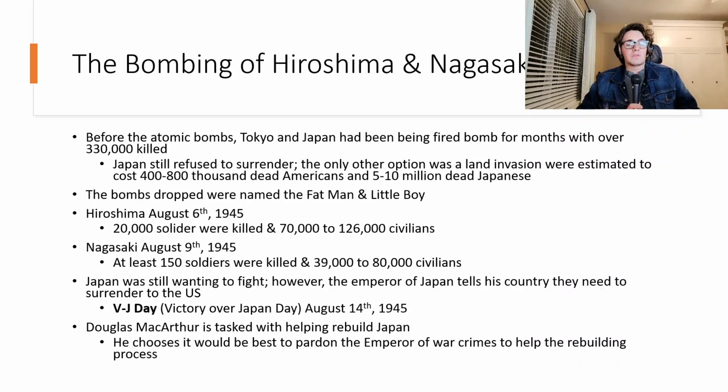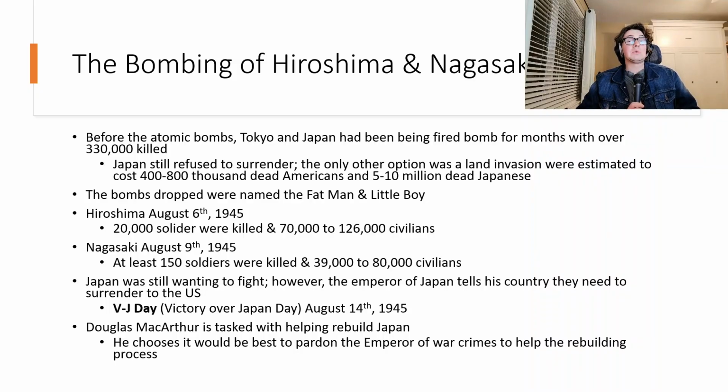Japan still refused to surrender, so a couple of days later, Nagasaki is going to be bombed on August 9th. At least 150 soldiers are killed and another 39 to 80,000 civilians. The second bomb is dropped to basically show them, we can keep doing this. Do not continue to fight.